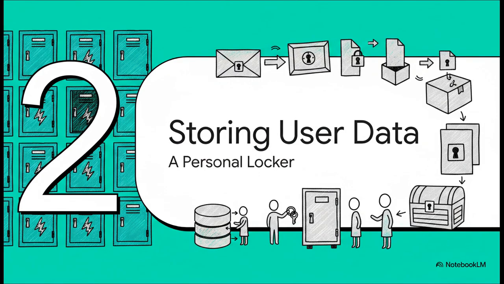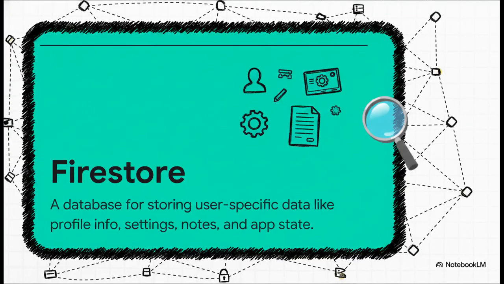On to Section 2, Storing User Data. So, people can get in the door now, but where do they put their stuff? We need to give every single user their own secure personal locker. And that personal locker, it's a database called Firestore. This is where we'll keep all the structured info, things like profile details, user settings, maybe some notes they've written. The key thing to remember is this is for data, not for big files. We'll get to those in a minute.